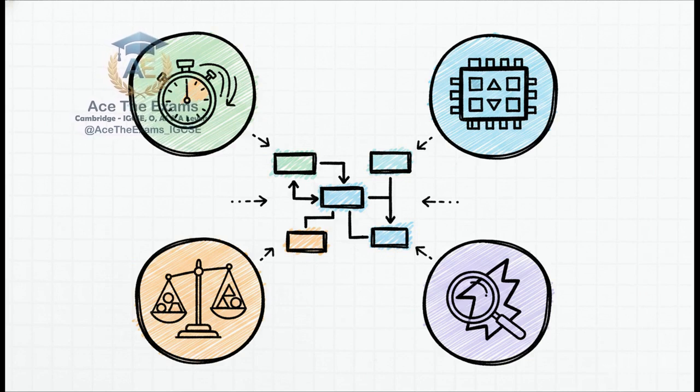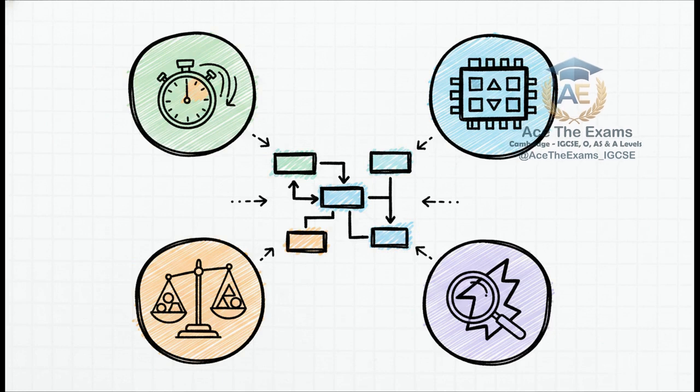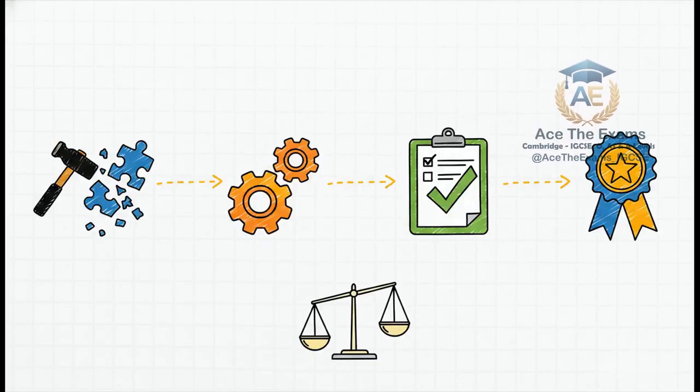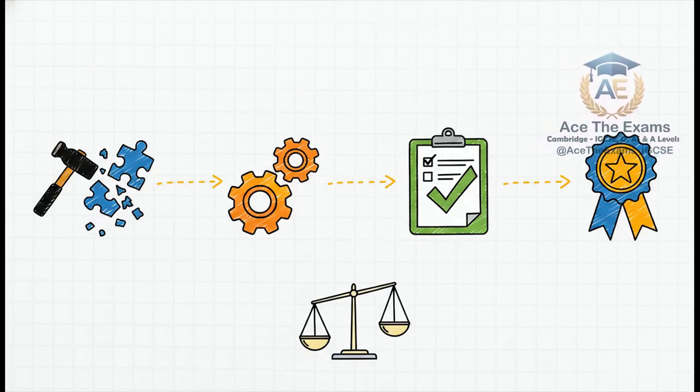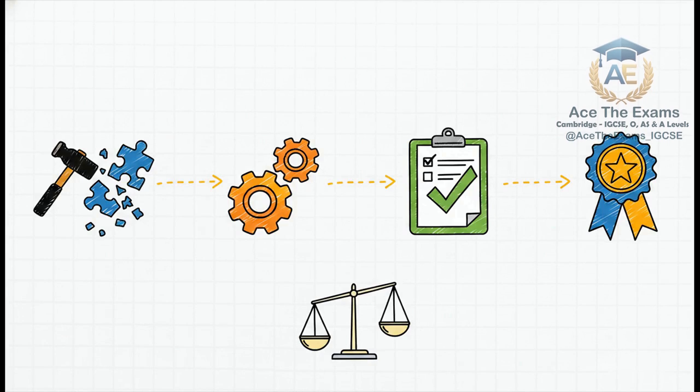Examiners are actively looking for candidates who consider multiple solutions, who analyze the trade-offs between them, who openly acknowledge the limitations of their own code, and who justify their final decisions with hard, undeniable evidence. Deconstruct, solve systematically, check reasonableness, and make justified recommendations. This sequence is the absolute heartbeat of comparative analysis.